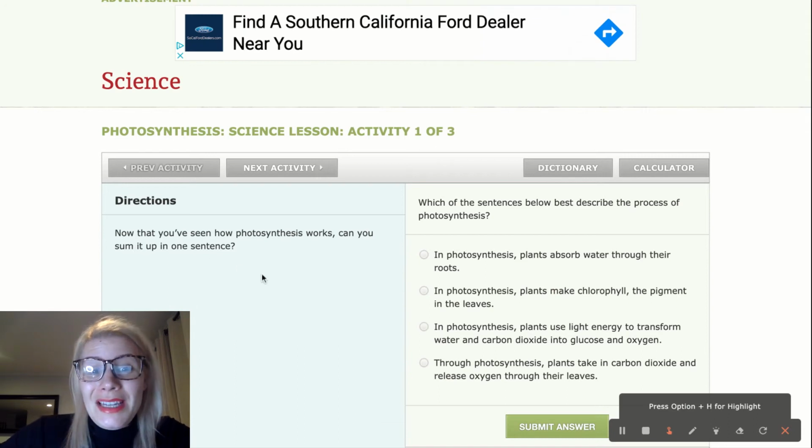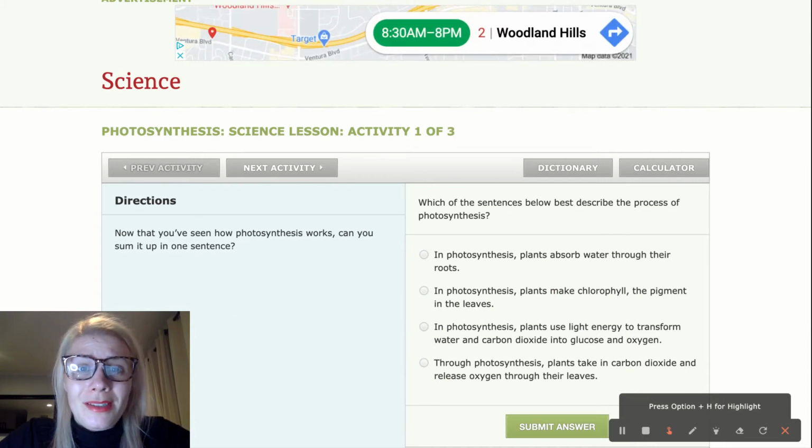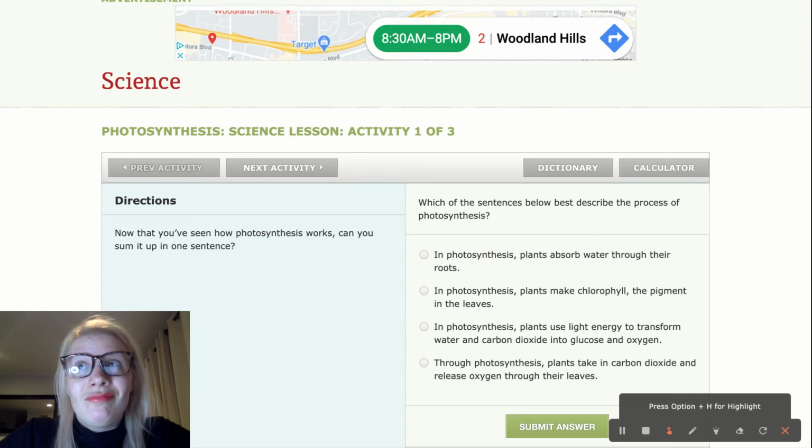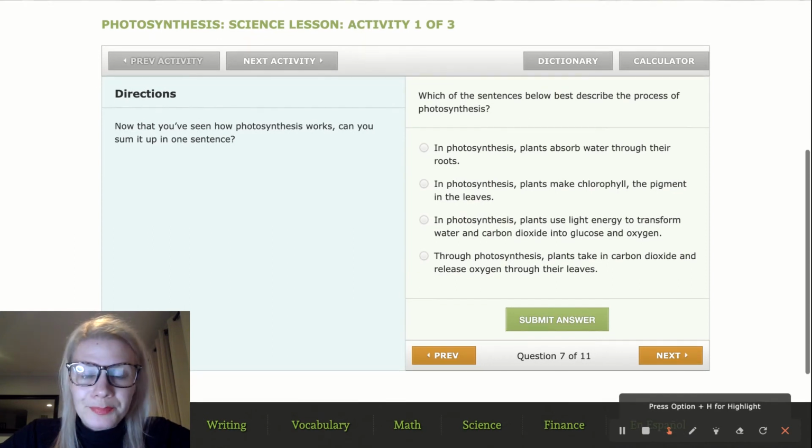So now that you've seen how photosynthesis works, can you sum it up in one sentence? And this is actually the main purpose of this week, is really learning about what photosynthesis is. So which of the sentences below describes the process of photosynthesis?